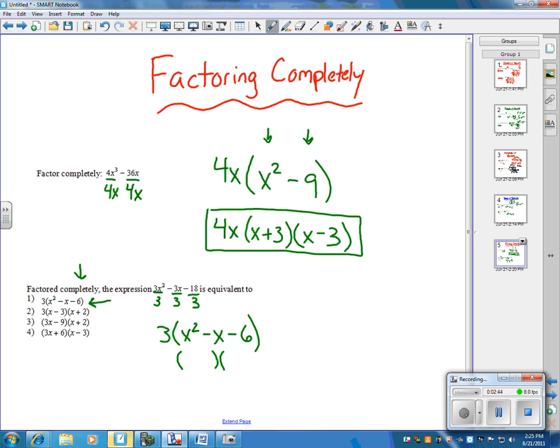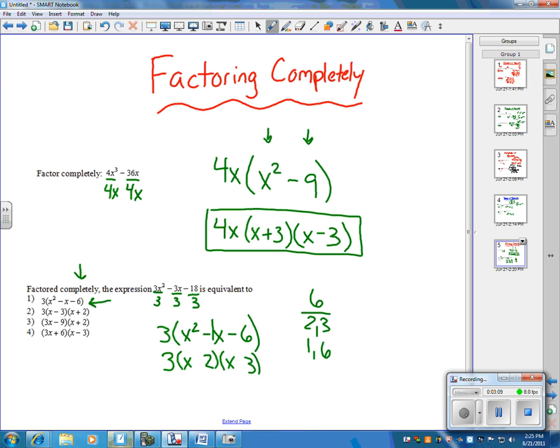So because there's a squared and there's 3 terms, I'm going to go ahead and put down 2 sets of parentheses. X's will go first. Now I need factors of 6. So for 6, it's only going to be 2 and 3, or 1 and 6. Now I have to have them add to give us negative 1. So the only way I think I can get a negative 1 is by using 2 and 3.